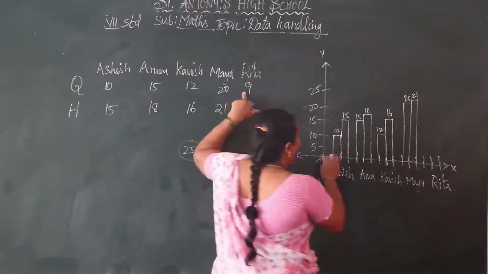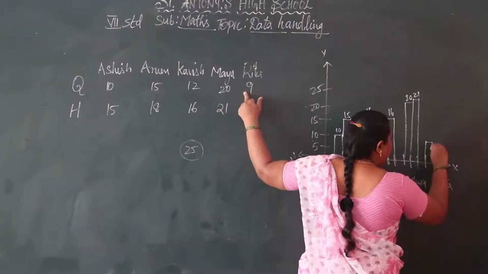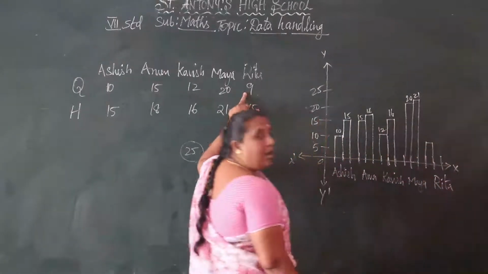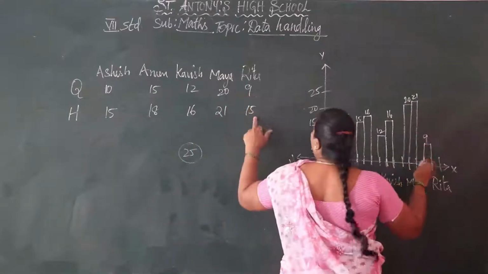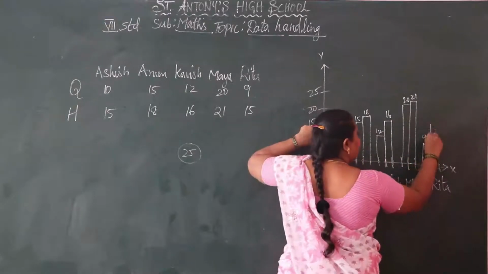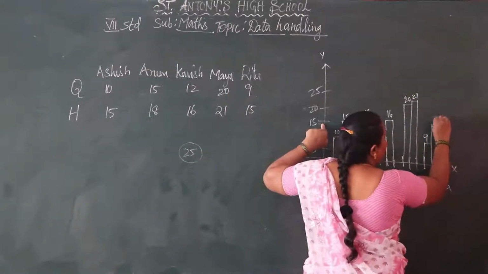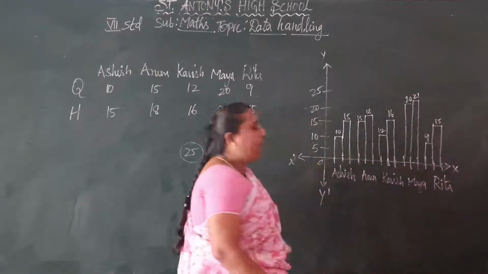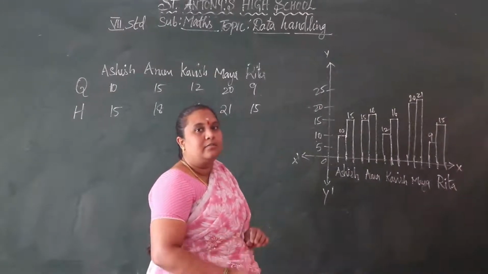And Rita. See, Rita got only 9 marks in quarterly out of 25. Okay, and then in half-yearly 15. See here. Okay, so keep the pencil and scale and draw the bars. Without the scale, if you are drawing bars, it's not clear.